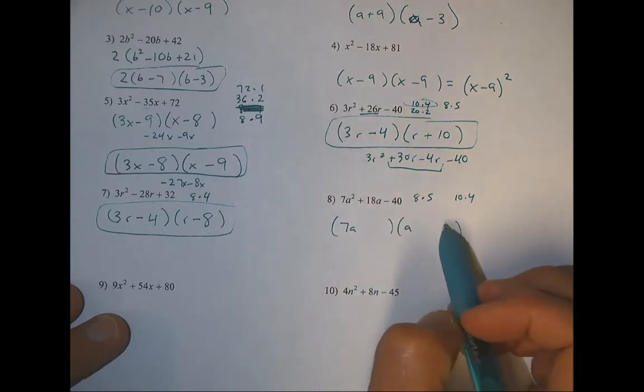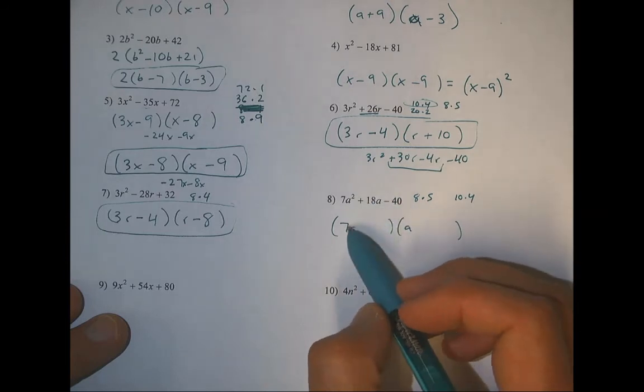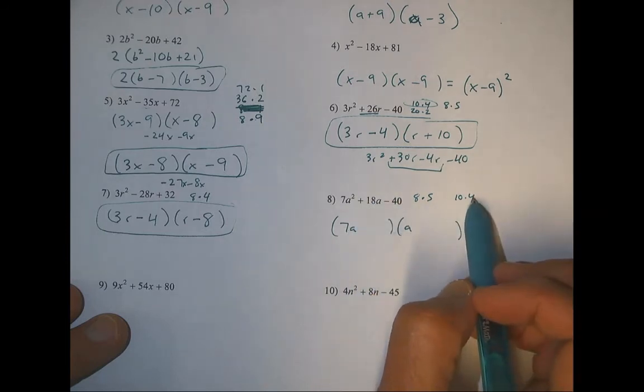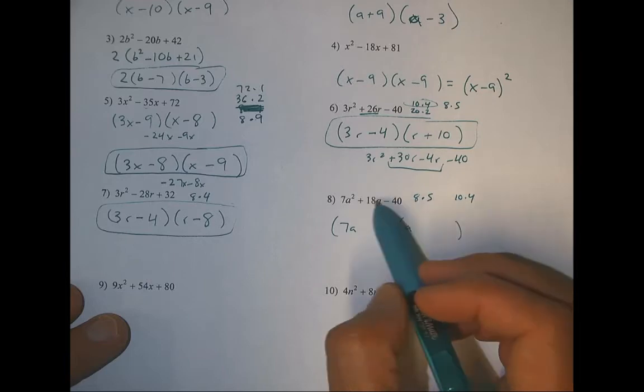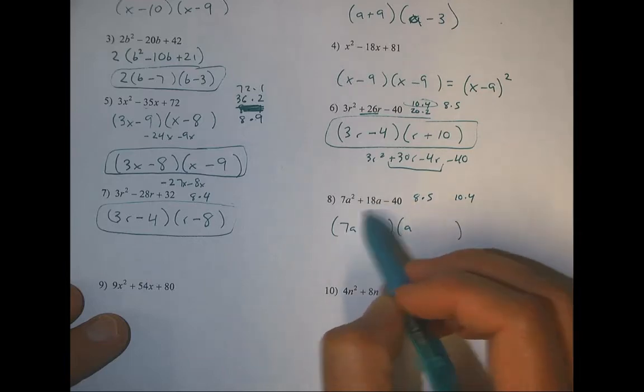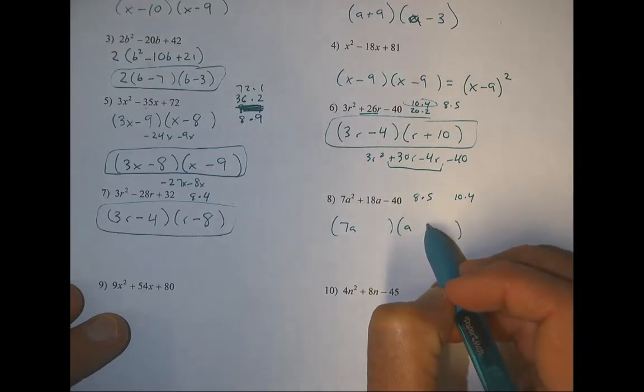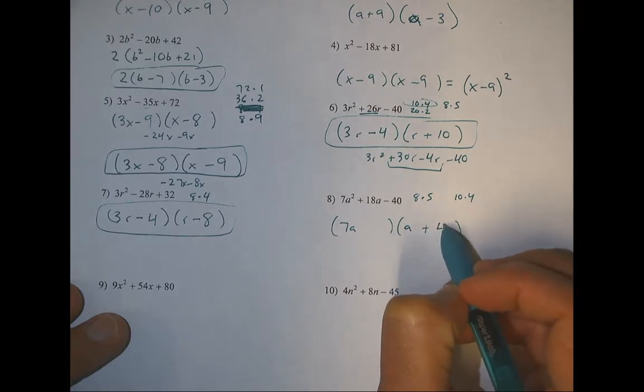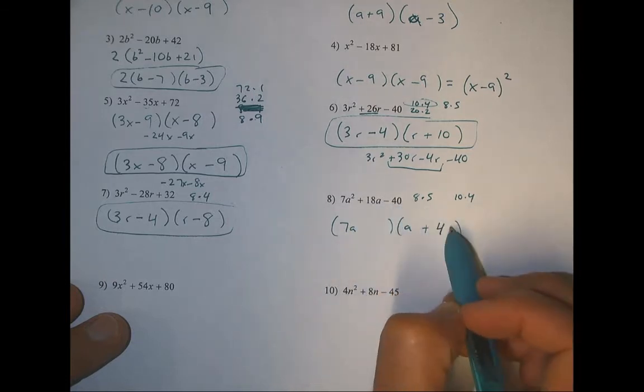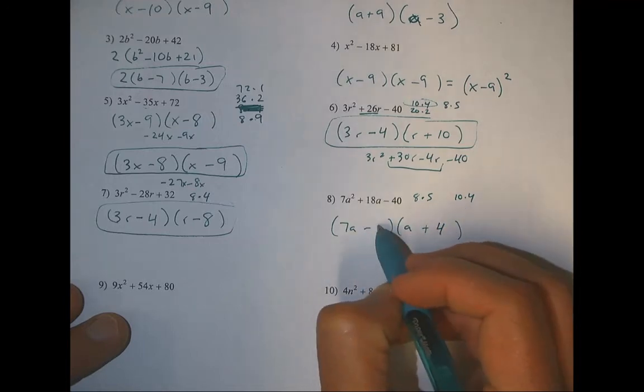If I do 7 times 10, I'm at 70. I'm not getting back to here. But what about 7 times 4? Well, that's 28. If I take 10 off, I am back to 18. Okay, so I'm going to put the positive 4 out here. That creates a positive 28. And then the negative 10 here.